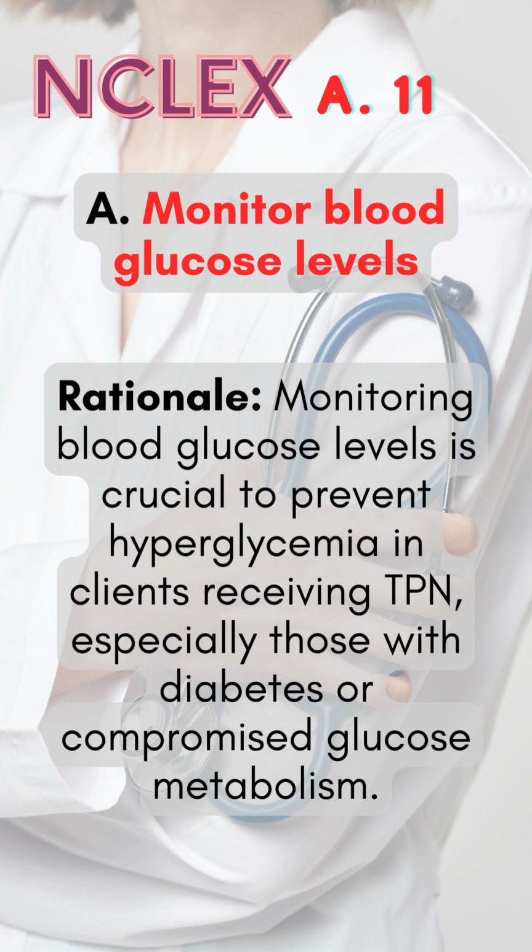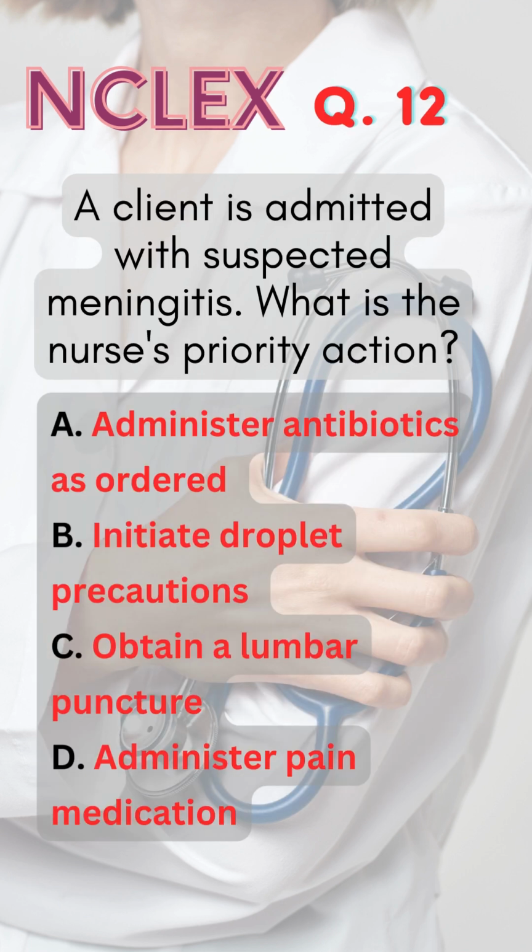Answer: A. Monitor blood glucose levels. Rationale: monitoring blood glucose levels is crucial to prevent hyperglycemia in clients receiving TPN, especially those with diabetes or compromised glucose metabolism.